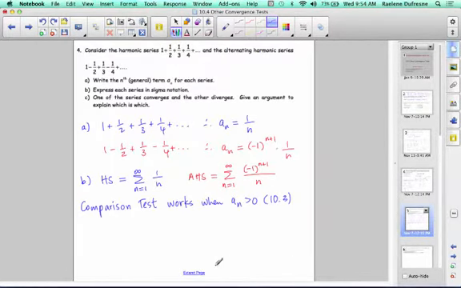But a sense of the comparison test says that the harmonic series is greater than the alternating harmonic series. So if we happen to know that one series converges and the other diverges, this is really enough to say that therefore the harmonic series diverges and the alternating harmonic series converges.